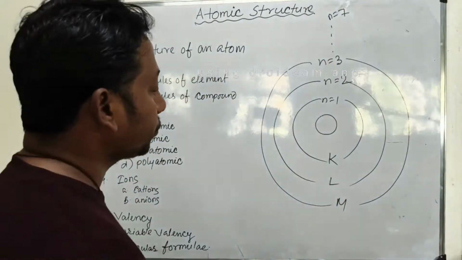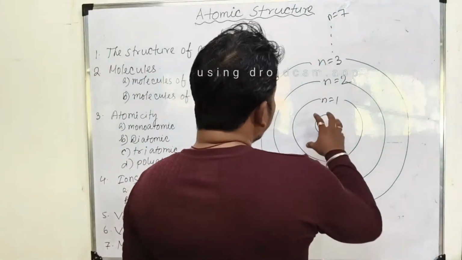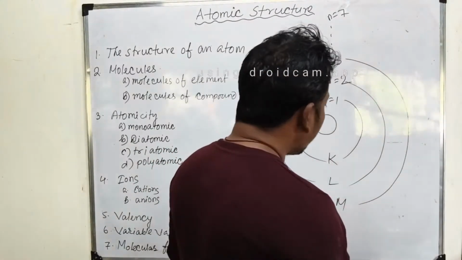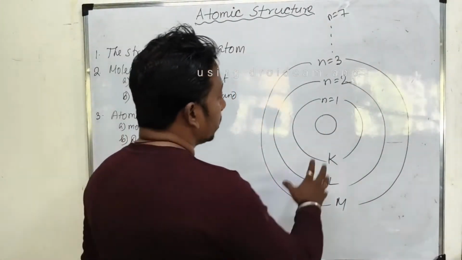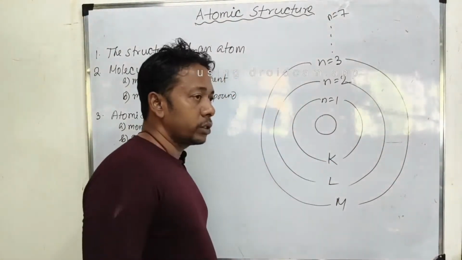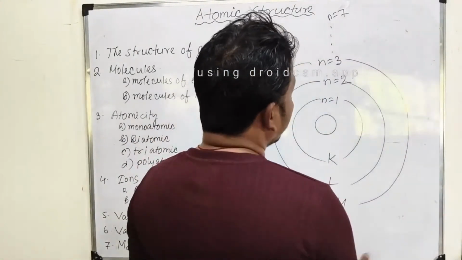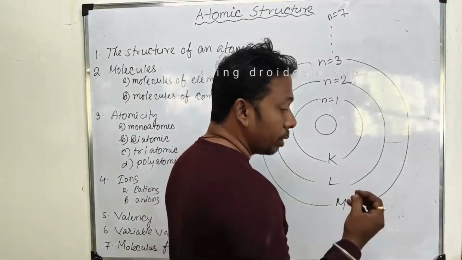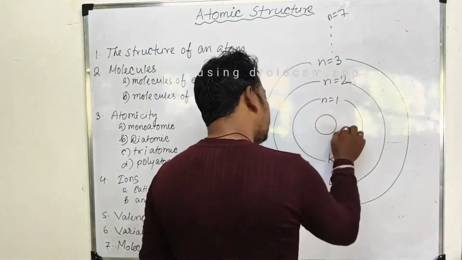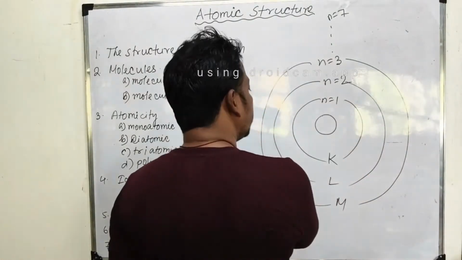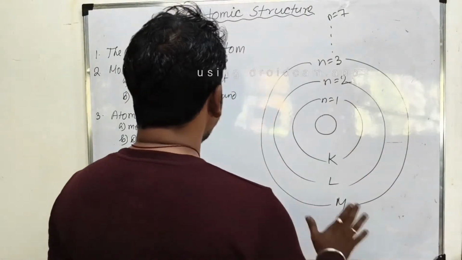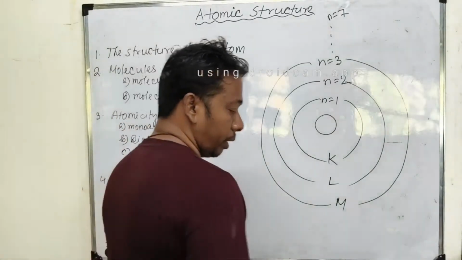Basically, the total weight of the atom is concentrated in the center part. Though the atom looks bigger, all the mass is held only in the center part of the atom, that is, in the nucleus. Clear?